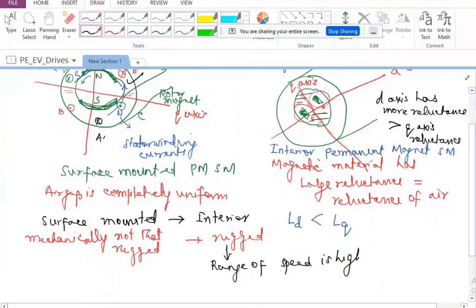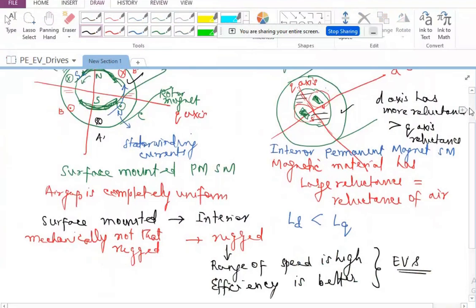And one more thing we can say is that efficiency wise, these are generally better. Efficiency is generally better in IPMSM. That is one reason why this is used in electric vehicles. In electric vehicles, normally you see only interior permanent magnet machines being used.